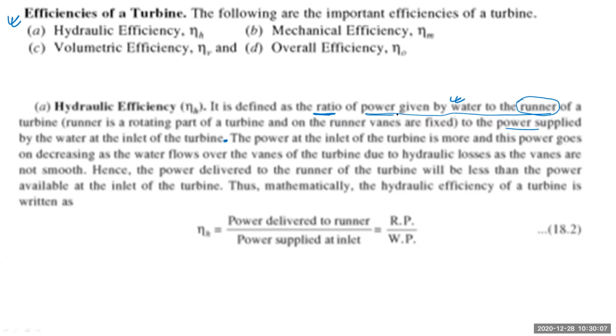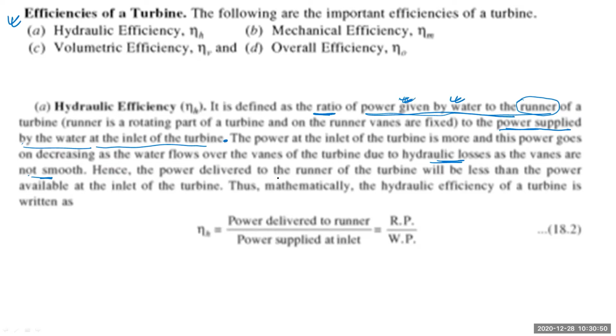The first one is your power given by the water to the runner, and the second is power supplied by the water at the inlet of the turbine. The power at the inlet of the turbine is more, and this power goes on decreasing as the water flows over the vanes of the turbine due to hydraulic losses. There will be some hydraulic losses as the vanes are not smooth. Whatever water is coming from the penstock and hitting that runner, its power will be a little bit reduced when the power goes to your runner movement.